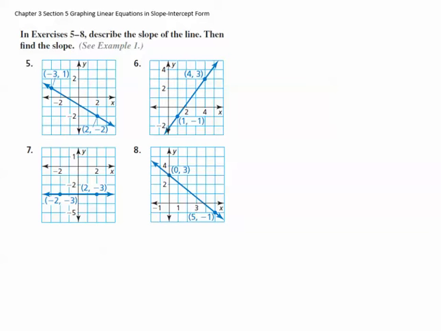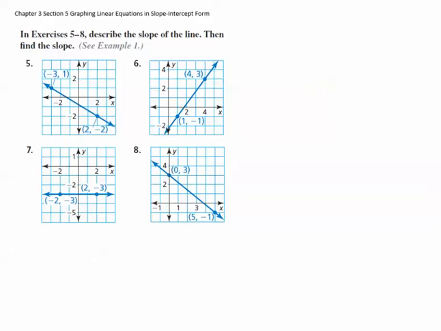In the next video, we'll go on to Chapter 3, Section 5, where we're graphing linear equations in slope-intercept form. So in slope-intercept form, we need to obviously be able to identify the slope. We also need to be able to find the y-intercept in order to graph, to identify the y-intercept and the slope and graph using these two.